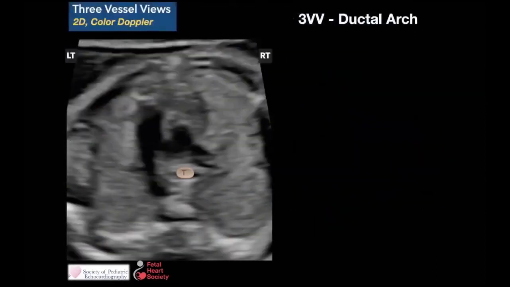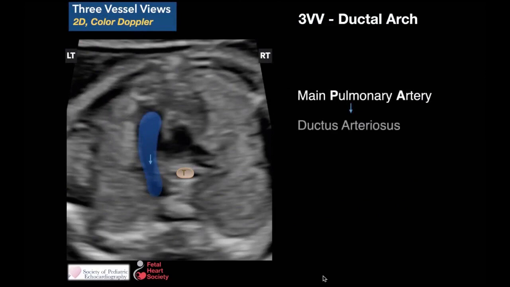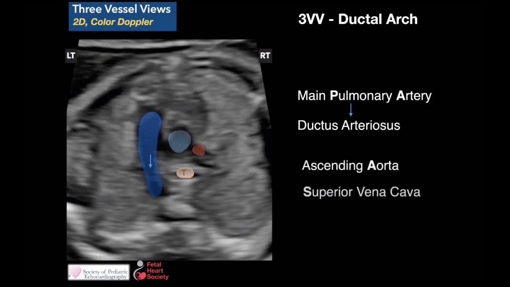Okay, so just going through the normal anatomic structures, we see at the level of the 3-vessel view, the ductal arch view. Here we have the main pulmonary artery, which moves on to the ductus arteriosus, and we have the ascending aorta, and here we have the superior vena cava, and as well the trachea. So again, very important to note where the vessels are in relation to the trachea.